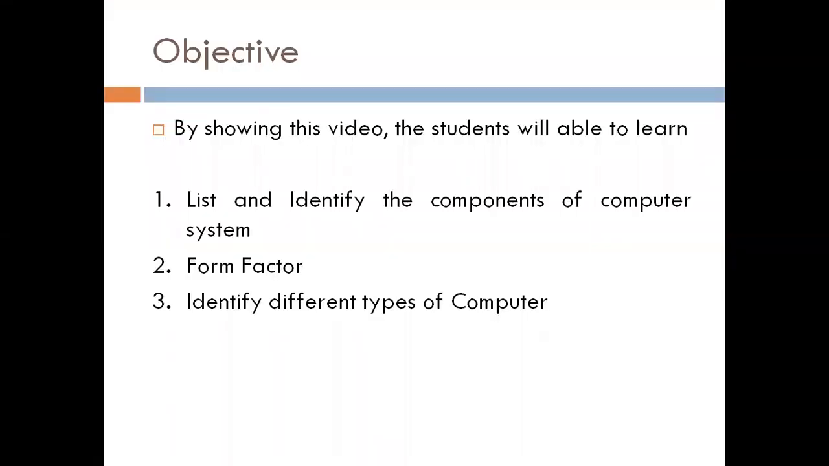Here, the objectives are: by watching this video, the student will be able to learn, list and identify the components of the computer system. Second one is form factor, and third is to identify different types of computer.